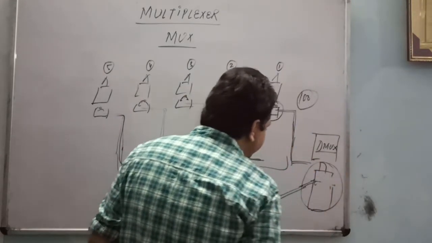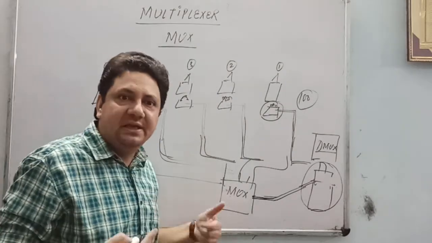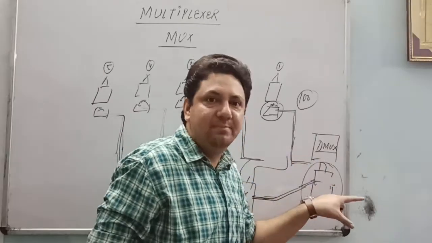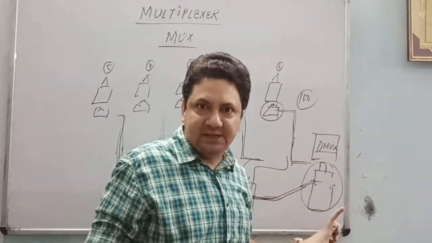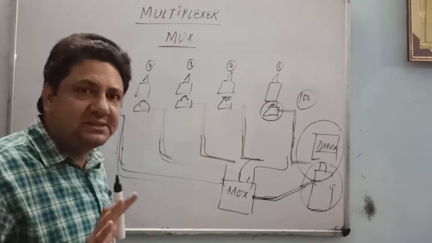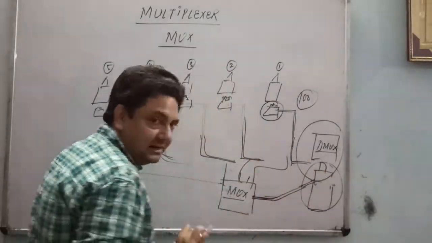So the device which performs multiplexing is called MUX, or we can say the multiplexer. The device which is doing the demultiplexing is called the DMUX. Understand? DMUX is not in the scope of our course, but we must have the knowledge. Okay, fine. So MUX and DMUX, understand?